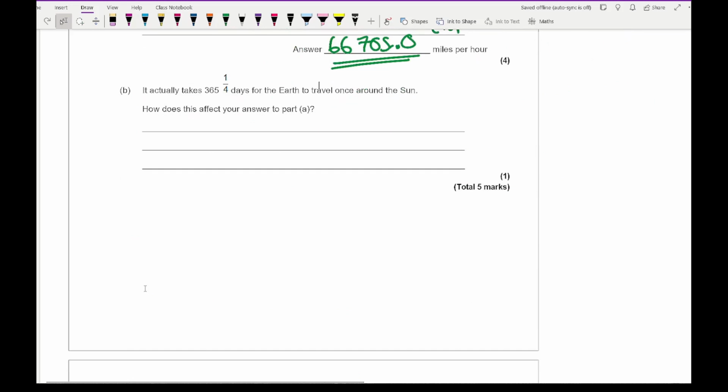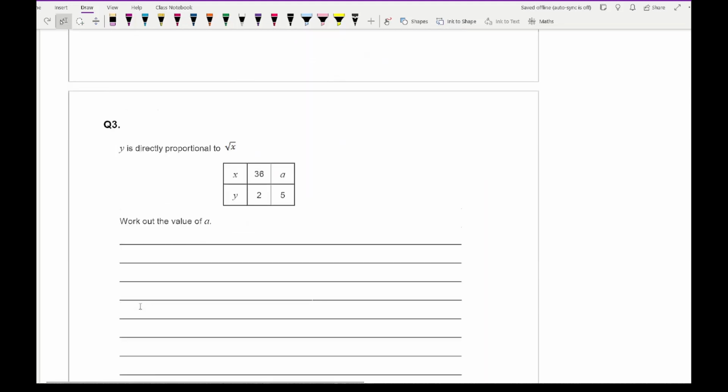Moving on to B, it says it actually takes 365 and a quarter days for the Earth to travel once around the Sun. And the question is, how does this affect your answer? So basically, because the denominator is going to be increasing, it means the speed is going to be slower. So the speed will decrease. There we go, that should be enough for the 1 mark.